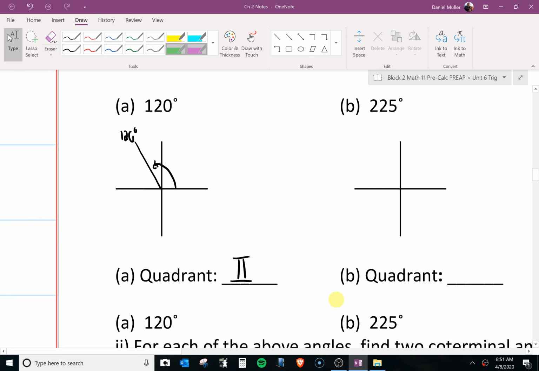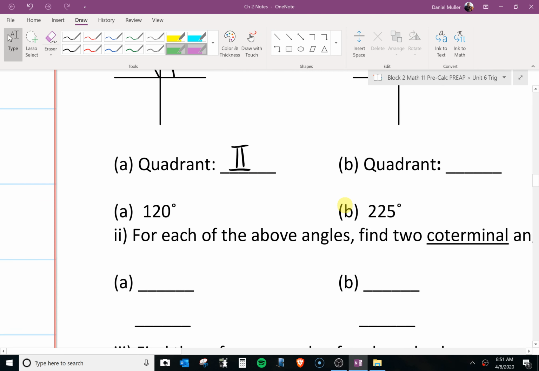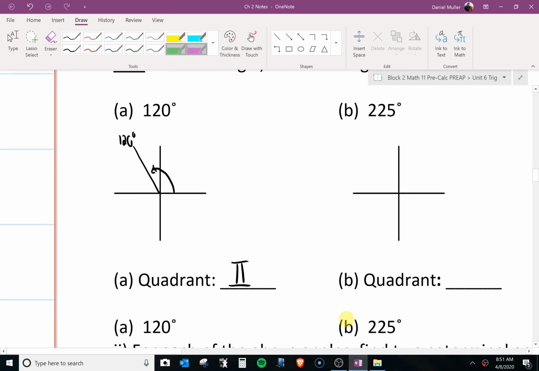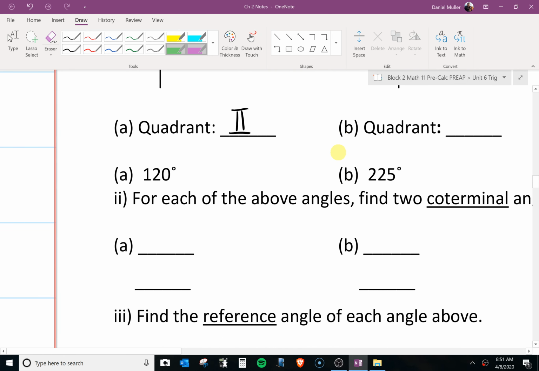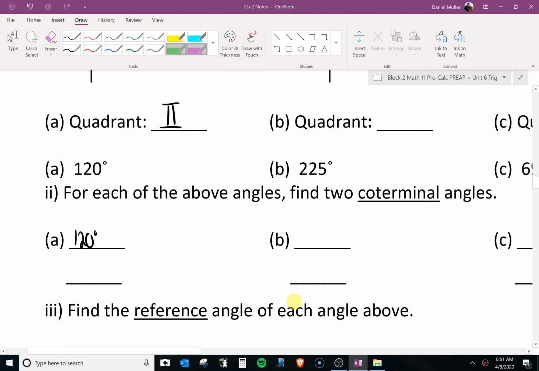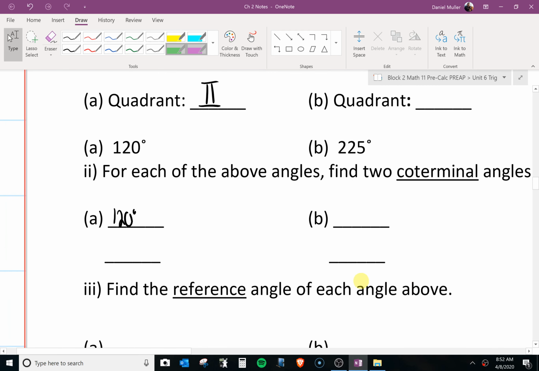Then I'm going to go on here. It says for each of the above angles, so 120 degrees, find 2 coterminals. So I was given 120 degrees, which is in quadrant 2. Then it wants us to find a coterminal angle. Did it give any restrictions? Nope. So I'm going to add 360 degrees. That will land me in the exact same spot. So 120 plus 360. So it's going to be 480 degrees.